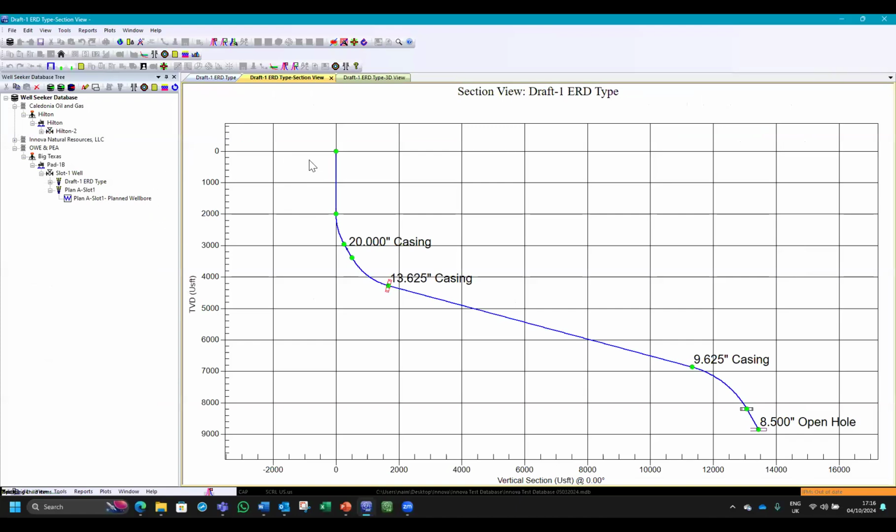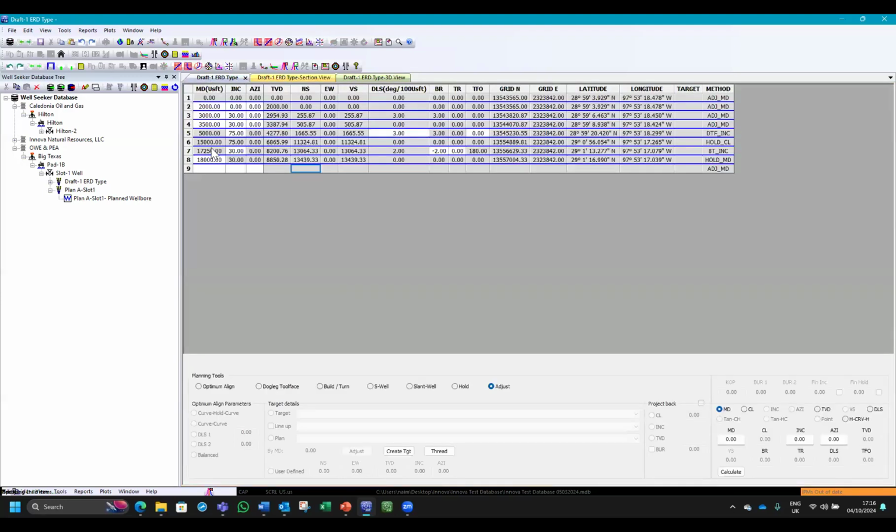So this is the shape of the well. If you're a design engineer in the design phase, you want to have a look at it. This is how it looks: 0 to 2000 feet, keep it vertical, then build to 30 degrees, then hold the 30 degrees, then build again to 75 degrees, and you have 10,000 feet of 75 degrees.